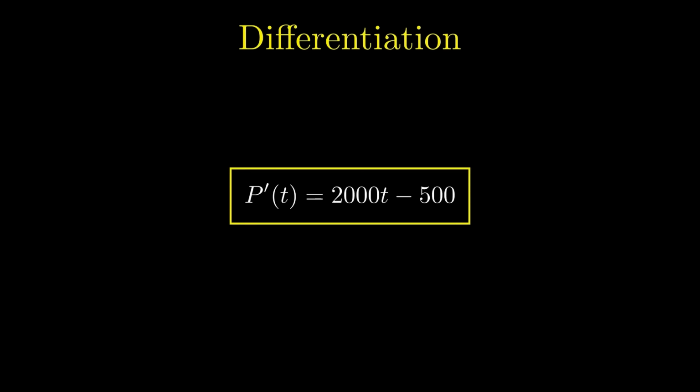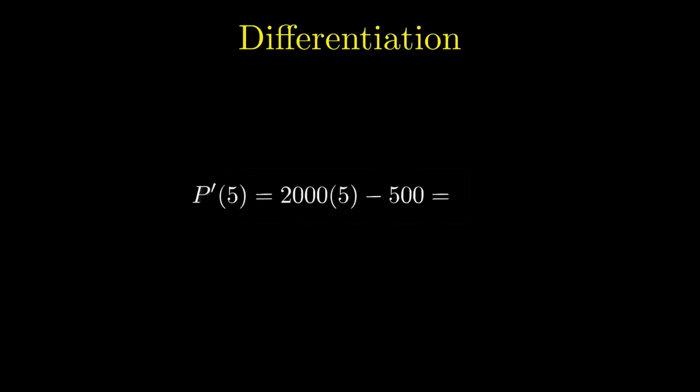What does this result mean? It means your profit is increasing at a rate of 2000t minus $500 per month. If we want to know the rate at a specific time, we can plug in that value of t. For example, if we want to know the rate after 5 months, we can plug in t equals 5. P prime of 5 equals 2000 times 5 minus 500, equaling 9,500. So, your profit is increasing at a rate of $9,500 per month after 5 months.